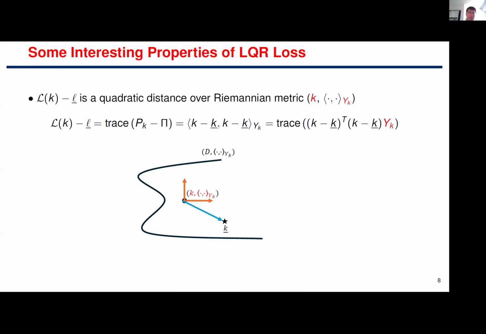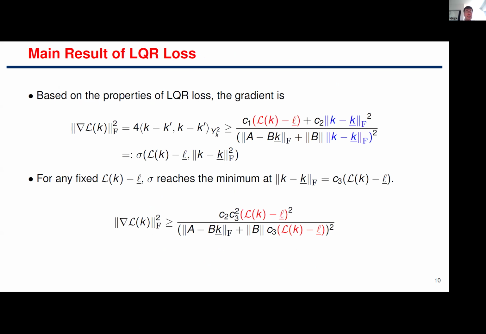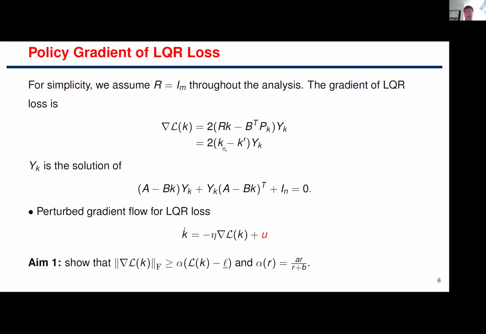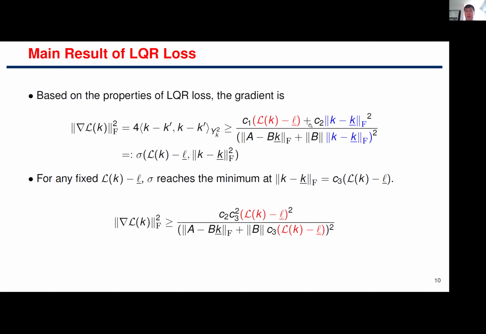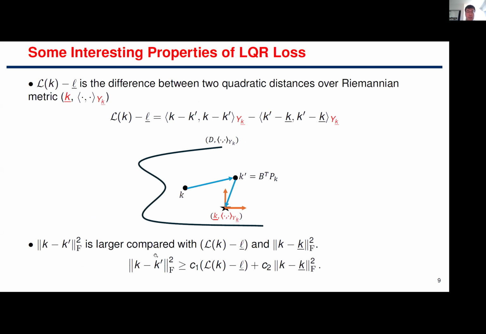Okay, given these different properties of the LQR loss, we can now derive the PL condition for the LQR loss. Recall that the gradient of the LQR loss is composed of K minus K prime and Y_K, right? So we take the Frobenius norm of the gradient, and we find that the squared norm of the gradient is equal to this one. It is a quadratic function of K minus K prime over the Riemannian metric of Y_K squared. Considering the lower bound of K minus K prime and the lower bound of Y_K we discussed previously, we can directly write down this equation. This one is the lower bound of K minus K prime, and the other one is the lower bound of Y_K. So here it is.